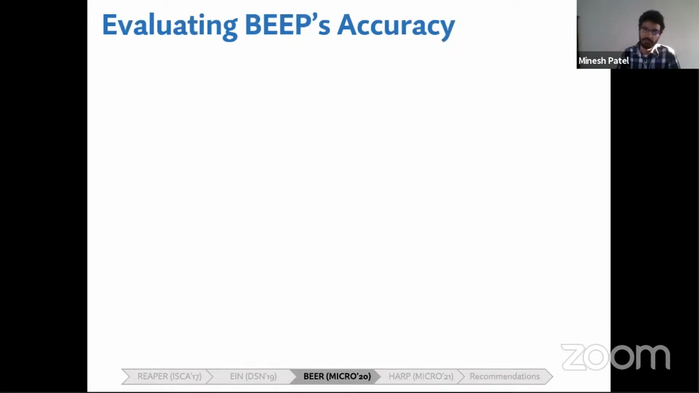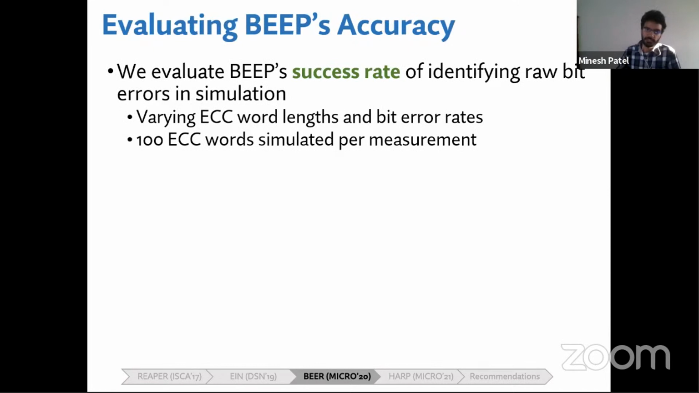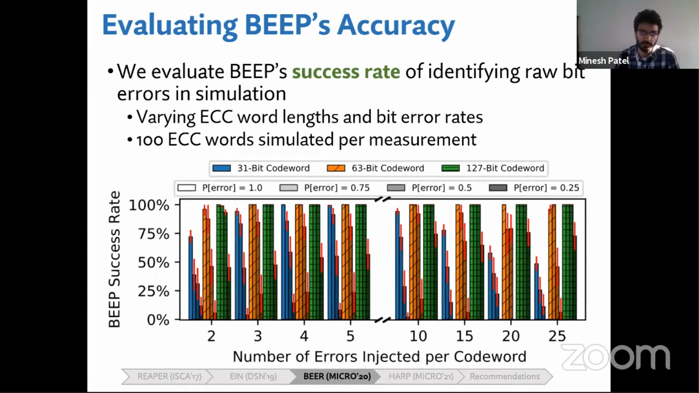And so we evaluate BEEP's accuracy by measuring its success rate of identifying raw bit errors in simulation. And so we simulate varying ECC word lengths and bit error rates. And for each simulated measurement, we look at 100 different ECC words.